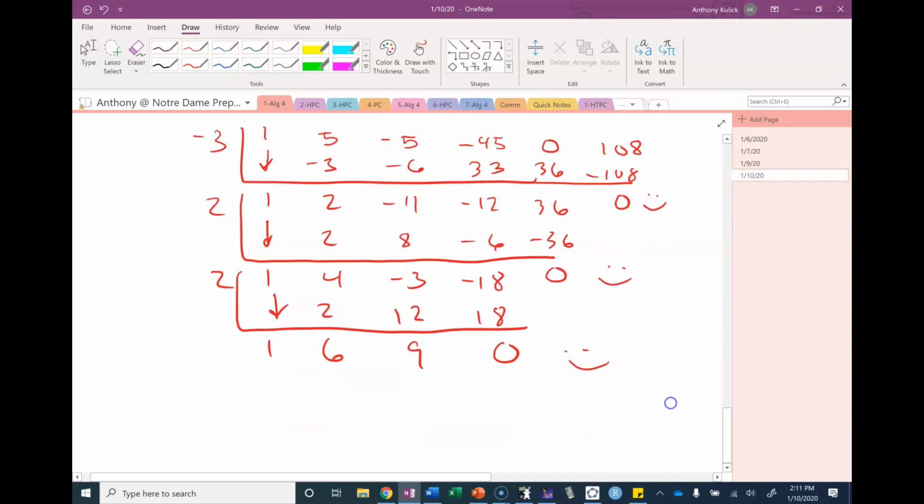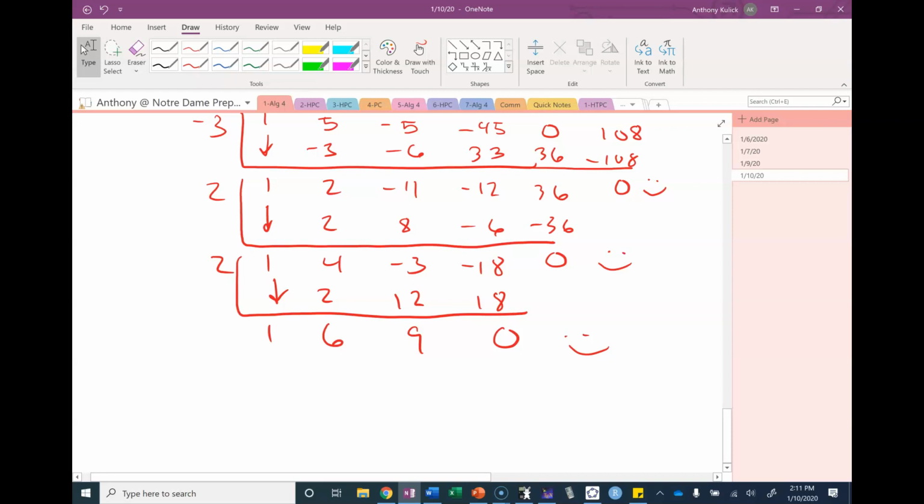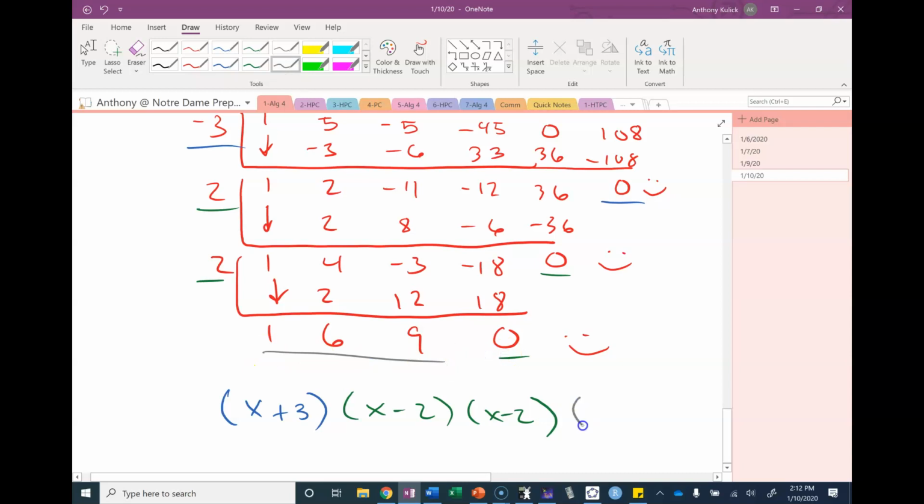At this point, we're left with a quadratic down there, right? It has 3 terms, that we should be able to factor by hand if it's factorable at all. Because the -3 gave us remainder 0, I have a factor of x plus 3. Because 2 gave us a remainder 0, I have a factor of x minus 2. Because we had 2 that gave us a remainder 0 again, I have another factor of x minus 2. And then that stuff is x squared plus 6x plus 9.